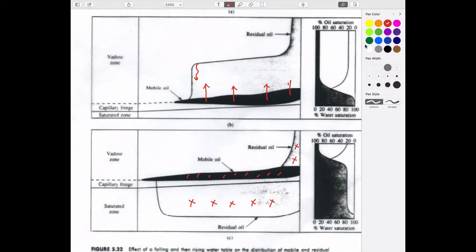So if we use the same colors as before, I can't remember what the colors were. Red was for water, I think. This would be the saturation of water. This would be the saturation of oil. And was it black? I can't remember. This is the saturation of air. And so this is oil.